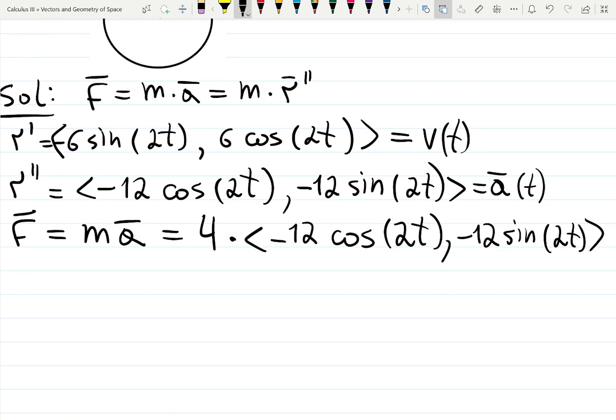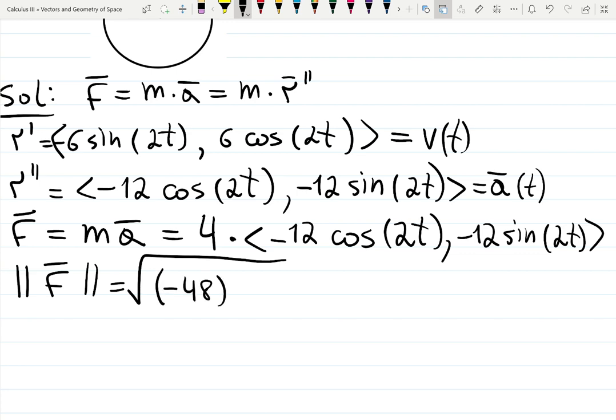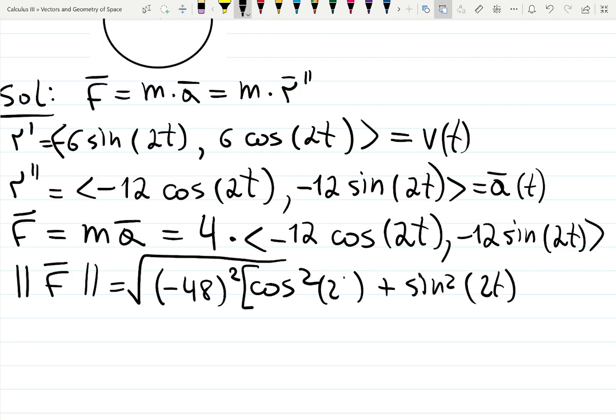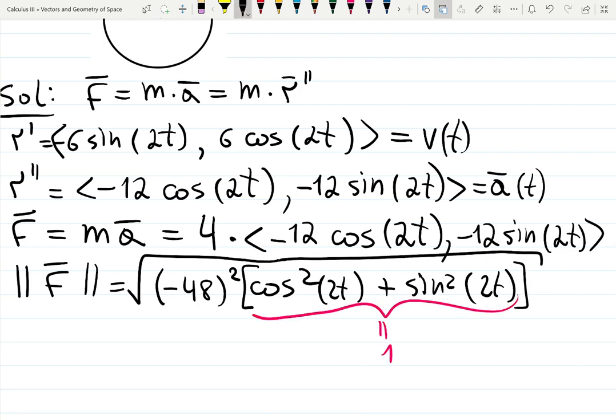Then they ask us to find the absolute value of F, the magnitude. That is a little bit annoying because you will have to work with the square root. 4 times negative 12 is negative 48. But everything is squared, remember: cosine squared. You can factor it out, so it will be sine squared 2t plus cosine squared 2t. I don't even care what's inside because I know it's going to be 1. That's a typical result. So the answer is the square root of 48 squared, so that's 48. The size of this vector pointing towards the center is 48. I will put it in the box.